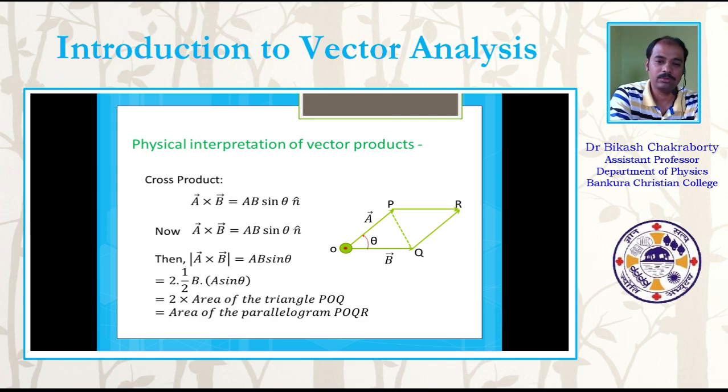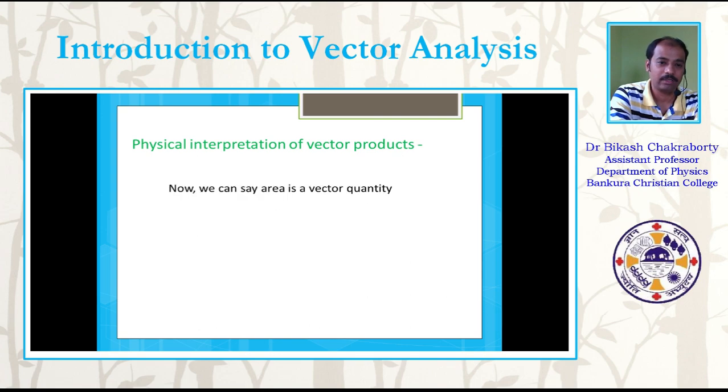Now if we want to find the magnitude of A cross B, then mod of A cross B is equal to AB sin theta. We can write it as 2 times half times B times A sin theta. From the figure you can easily verify that it is equal to 2 times the area of the triangle POQ, which is equal to the area of the parallelogram POQR. Therefore we can say area is a vector quantity.